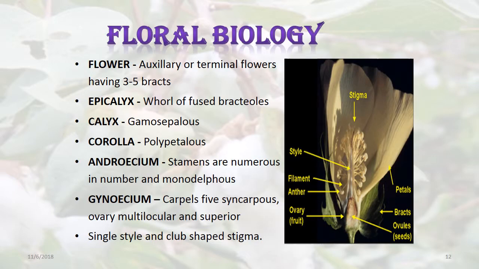Coming to floral biology of cotton, the flower is axillary or terminal, having 3 to 5 bracts. Epicalyx means whorls of fused bracteoles. Calyx is gamosepalous. Corolla is polypetalous. Androecium, in this stamens are numerous in number and monoadelphous. Then gynoecium, that is the female part. Here carpels 5, syncarpous, ovary multilocular and superior. It has a single style and club shaped stigma.